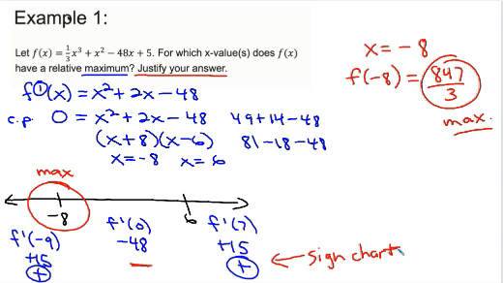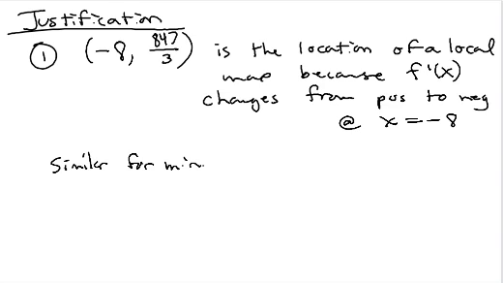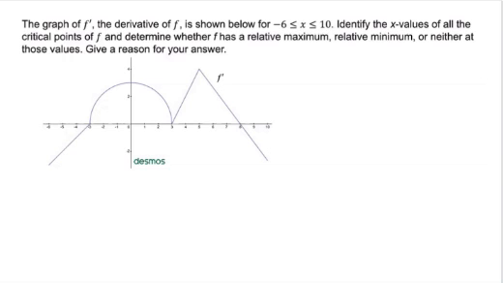All right? So a correct statement would be one like this. Negative 8, 847 thirds is the location of a local max because f prime of x changes from positive to negative at x equals negative 8. And it would be a similar statement for the minimum. All right? Let's take a look at this problem.